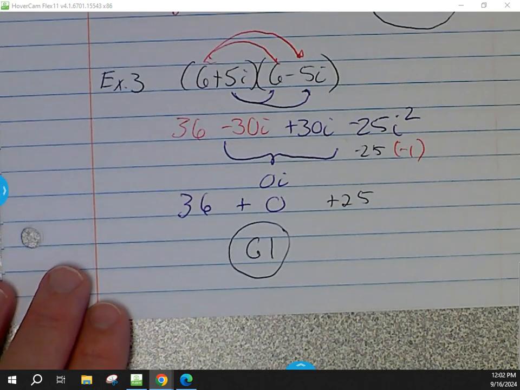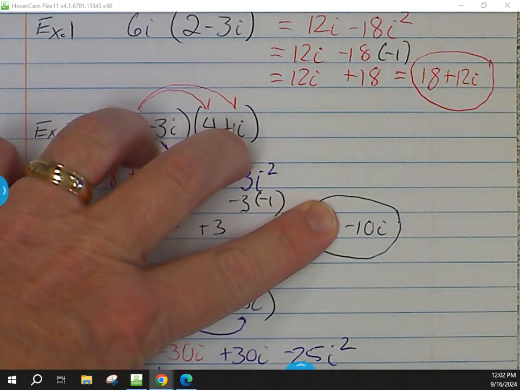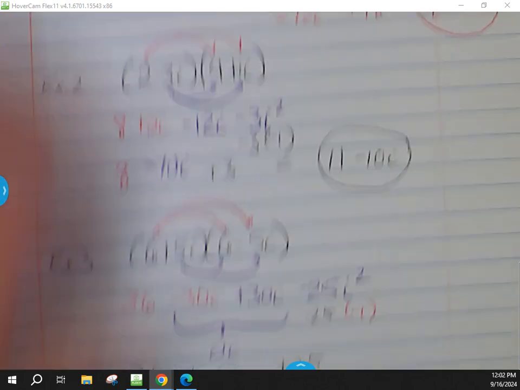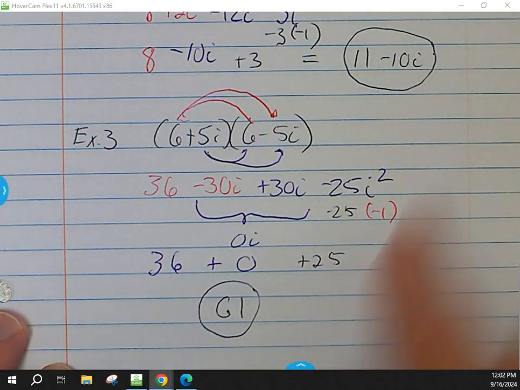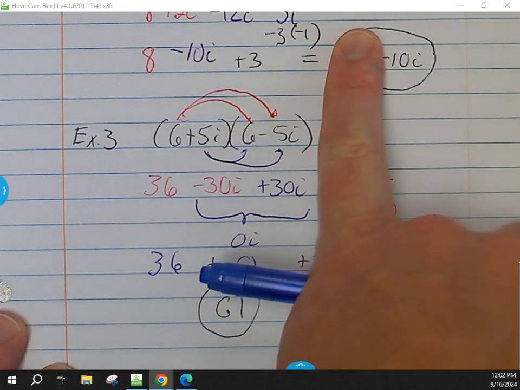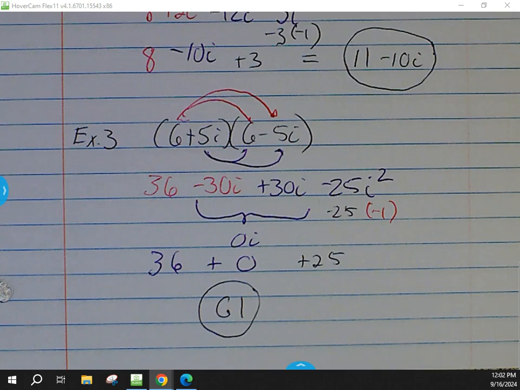Okay, so depending on the numbers, sometimes the i term goes away. There may be some problems when you do these that the whole number goes away, and your answer may just be like negative 10i. So the answer can be any one of a bunch of different ways. Again, it could be 61, it could be 11, it could be negative 10i. So the answers are going to look a bunch of different ways as you go through these.